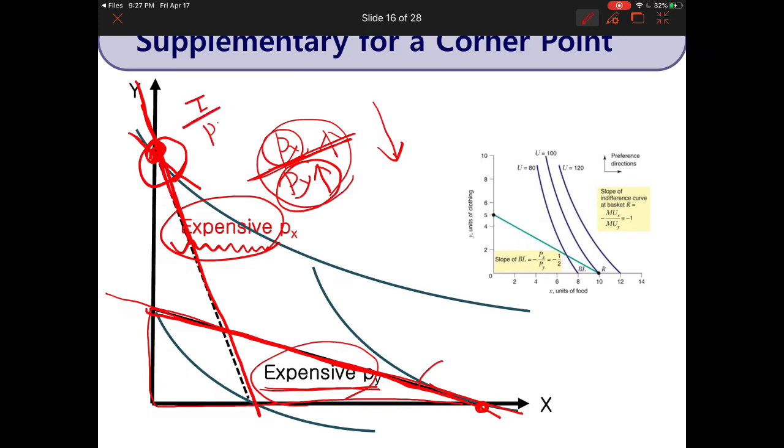I divided by py. What about here? I divided by px, meaning you didn't spend any money on good y. You spent the entire money on good x. And this is the maximum amount you can purchase of good x.